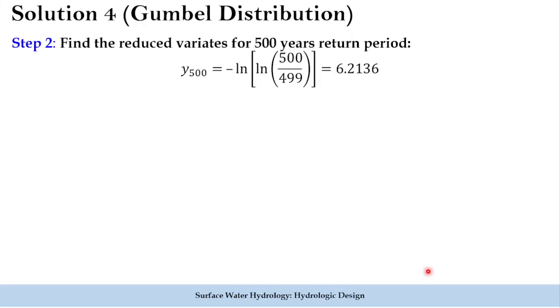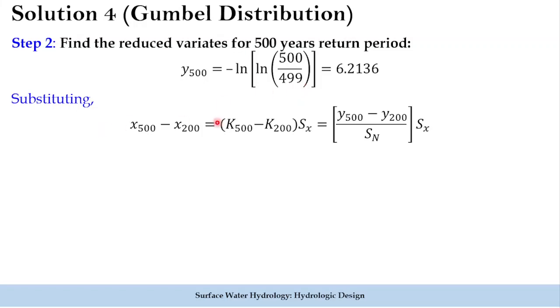Moving ahead, now let us find out the reduced variate for the 500 year return period, which is the final purpose of this question, step 3. So how to obtain that? For y500, we are going to utilize the same equation, that is minus ln of T divided by T minus 1, where T is 500 and T minus 1 is 499, which gives 6.21.